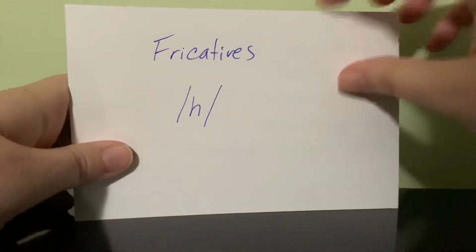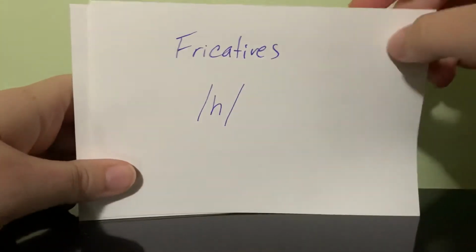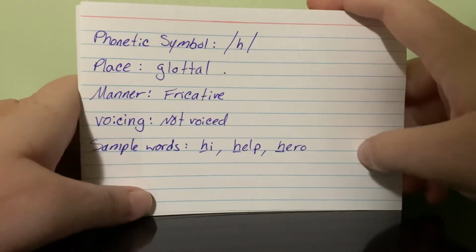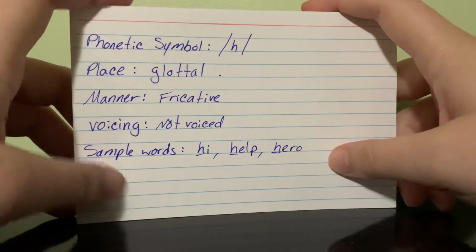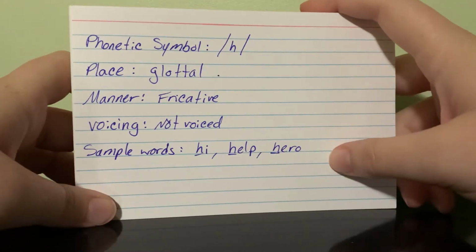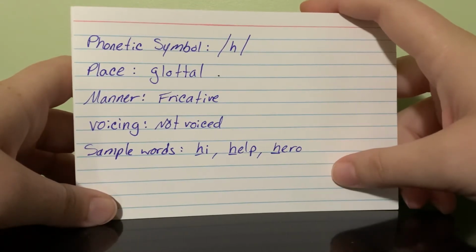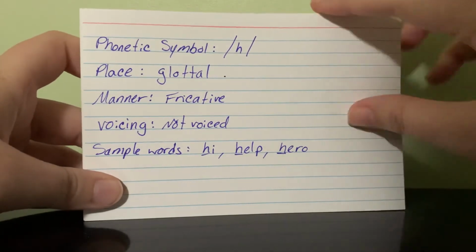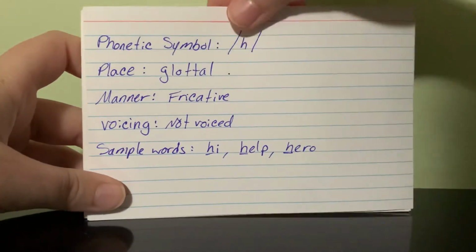All right, this fricative is the lowercase h. It is a glottal placement, and it's not voiced. So it will show up in words such as hi, help, hero, all making the huh. It's hard to do because it's not voiced, but the huh sound. Just breath almost.